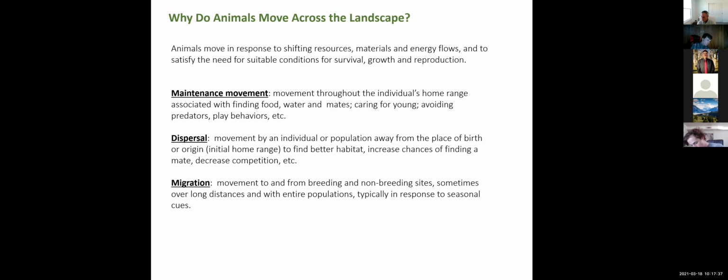Next, we have dispersal, which is the movement of an organism or population away from its original home range to colonize new habitats, improve chances of finding a mate, decrease competition, or other related benefits. And then finally, the third one is migration, which is movement to and from breeding and non-breeding sites, which often involves entire populations that move together over large distances. So those are the three big categories of animal movement across the landscape.